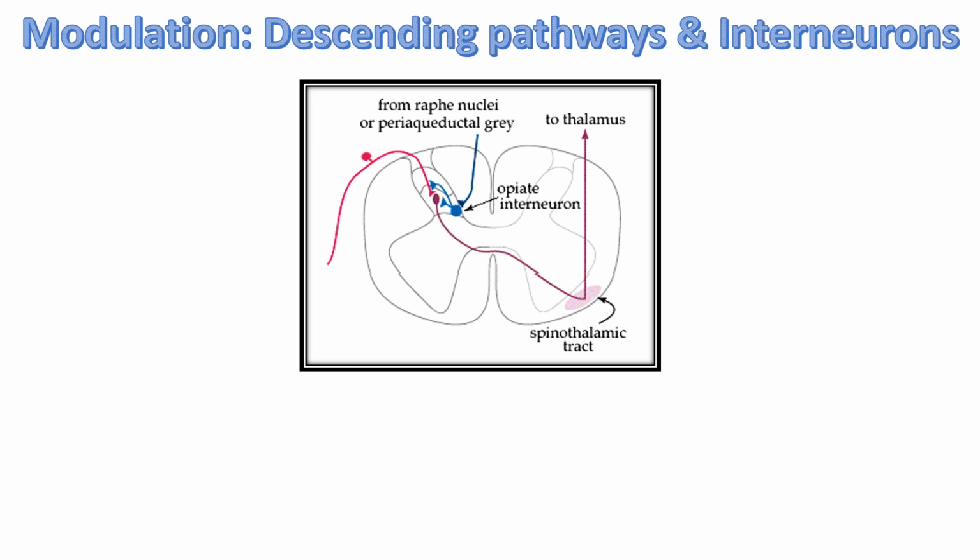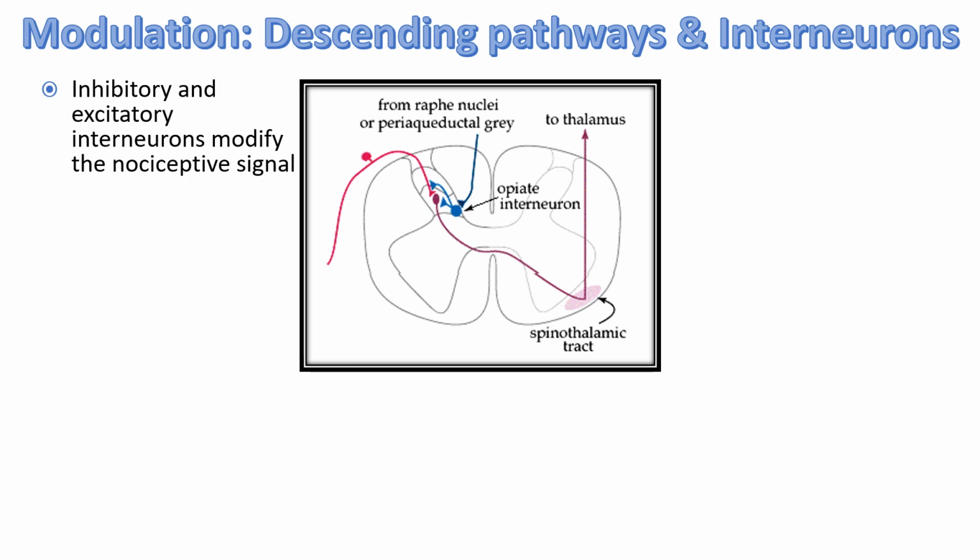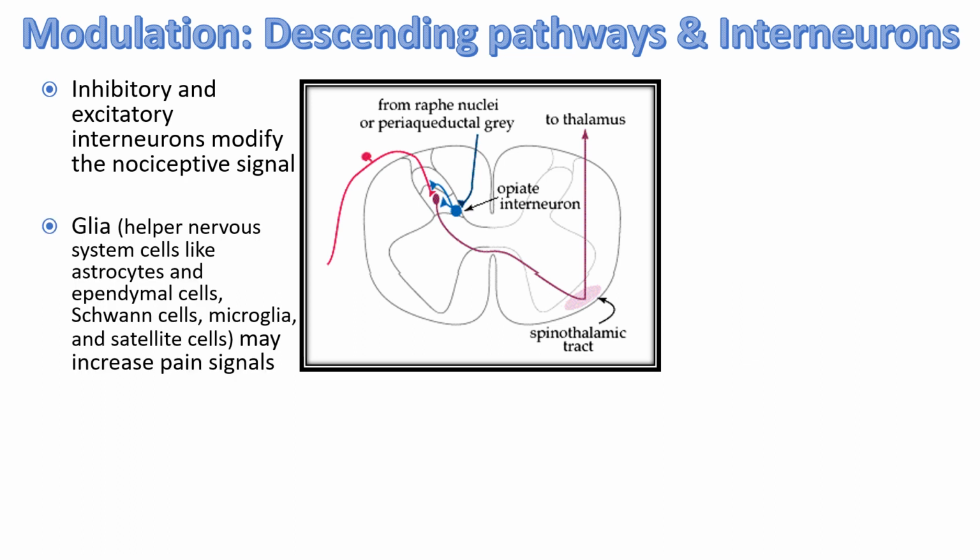Modulation of these signals occurs from descending pathways in interneurons. Inhibitory and excitatory interneurons modify the nociceptive signal along the path and can upregulate or downregulate the ultimate signal that the brain receives. Glia, or helper cells that are located throughout the central and peripheral nervous system, may increase pain signals, and further work is looking into that now.